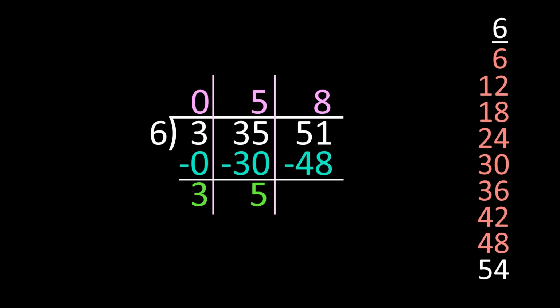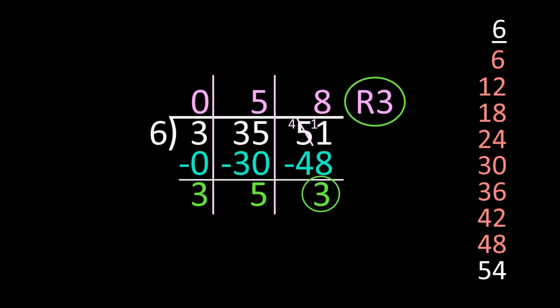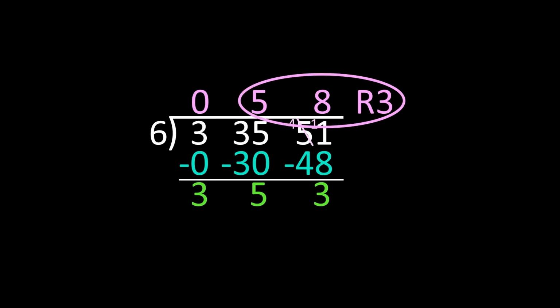And then my next step is to subtract. And to be able to subtract here, I do need to do some regrouping. So I'll have 11 minus 8 is 3. And that 3 is my remainder. And I show my remainder by using an R for remainder. So remainder 3. So my quotient is 58, remainder 3.